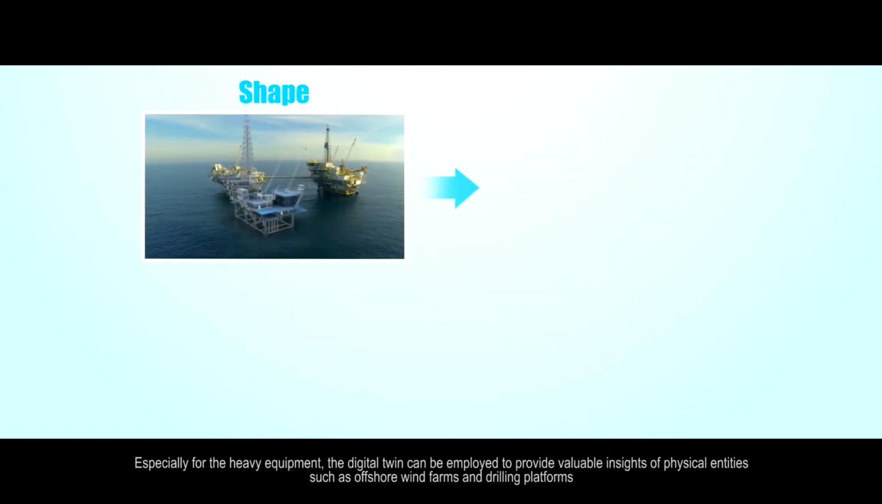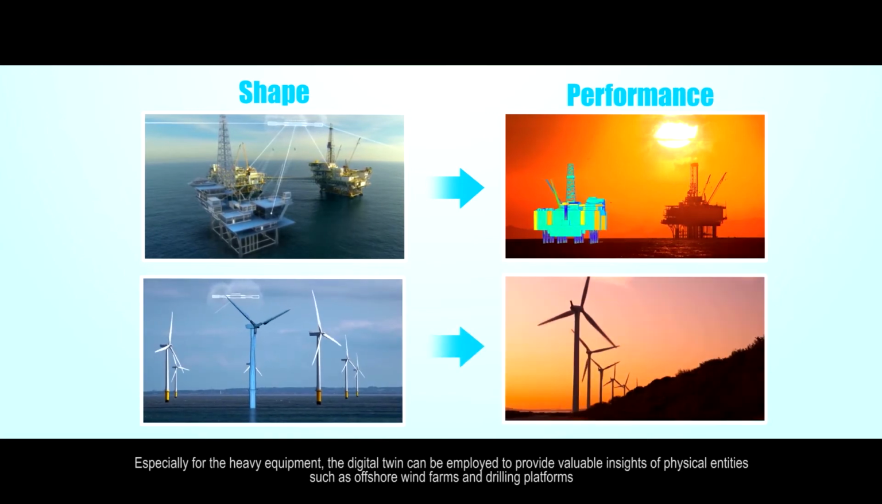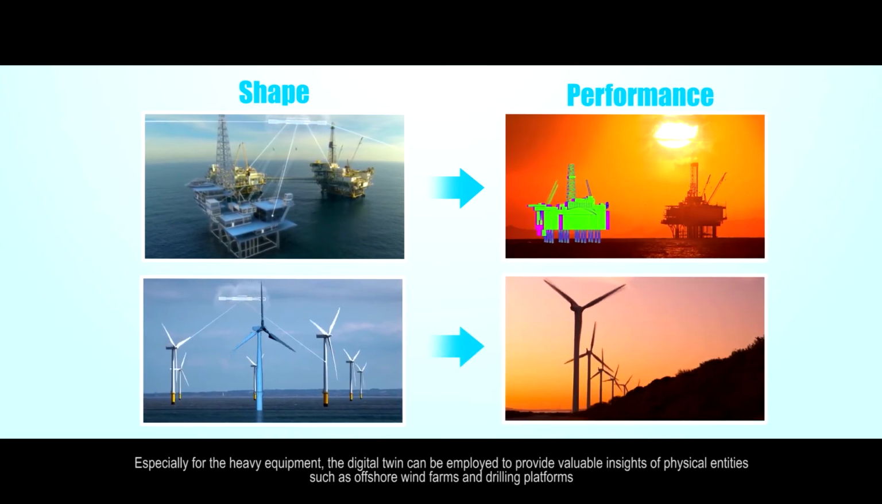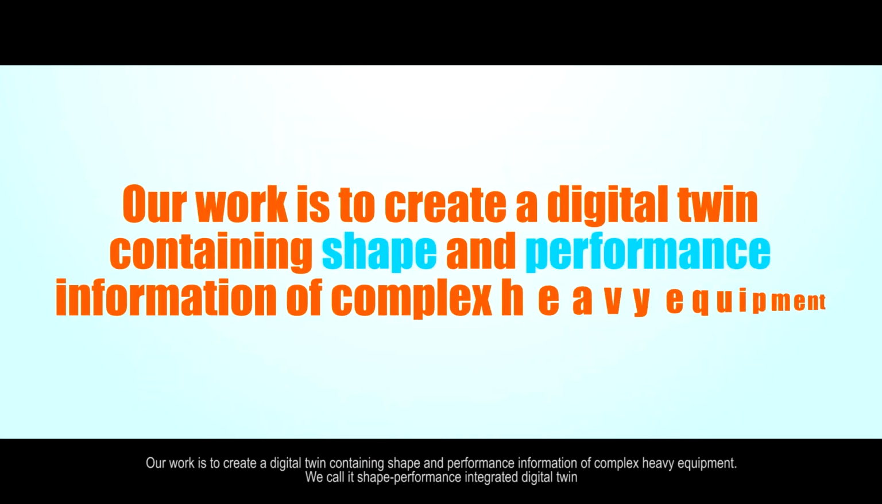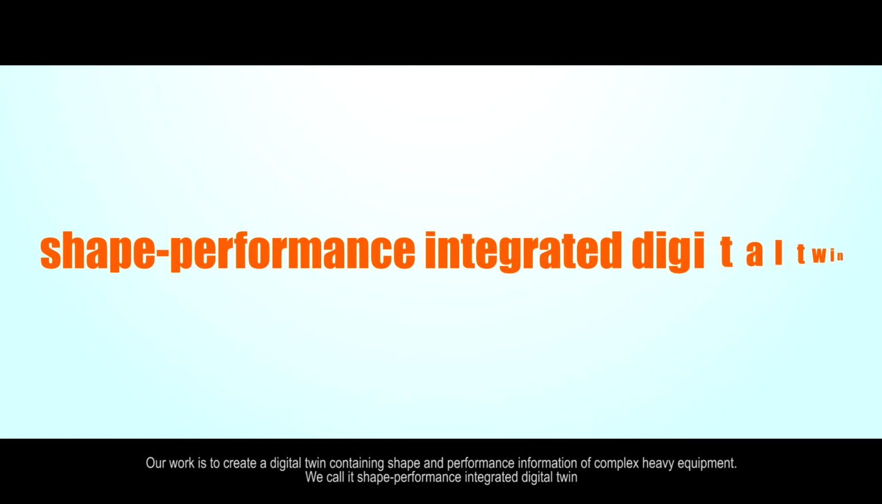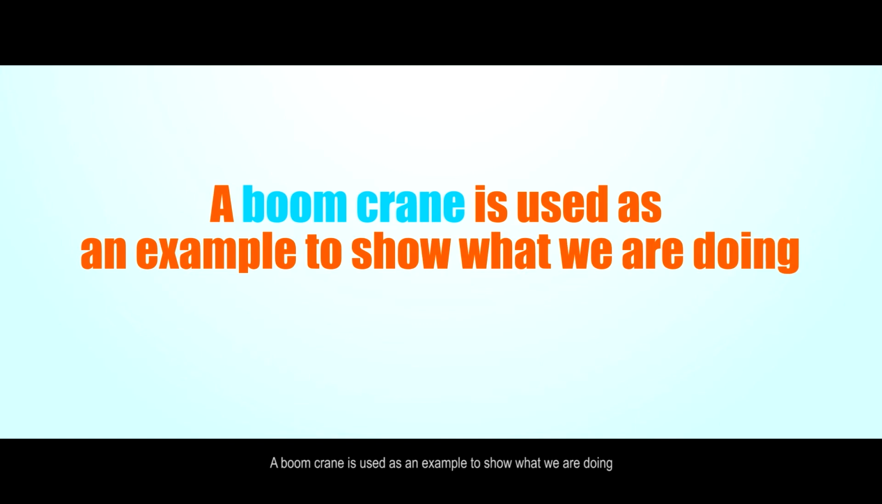Especially for the heavy equipment, the digital twin can be employed to provide valuable insights of physical entities such as offshore wind farms and drilling platforms. Our work is to create a digital twin containing shape and performance information of complex heavy equipment. We call it Shape Performance Integrated Digital Twin. A boom crane is used as an example to show what we are doing.